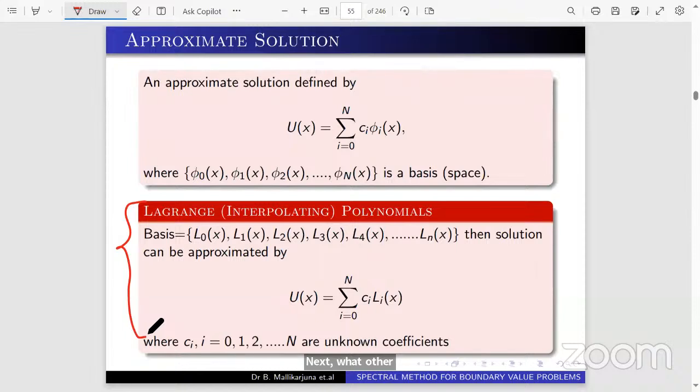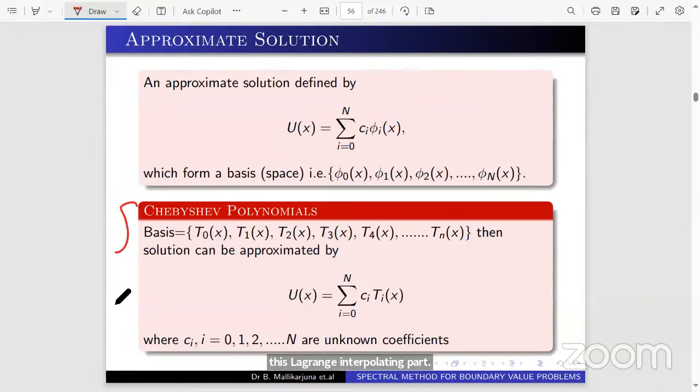Next, what other? These are the Lagrange polynomials, Lagrange interpolating polynomials. Maybe it is with 2 points or with 3 points or with 4 points. The number of points to be considered for the Lagrange polynomials all depends on how you would like to implement this. Now the basis is L0, L1, L2 and so on, Ln. These Li are called Lagrange interpolating polynomials. So the solution can be approximated by these Lagrange interpolating polynomials.